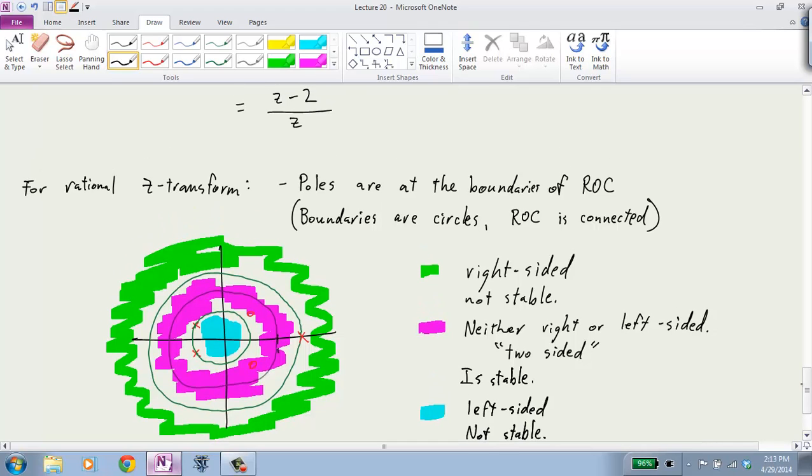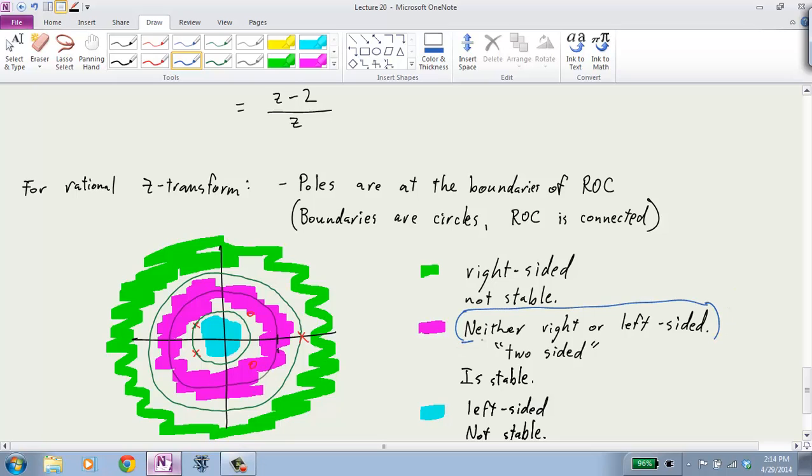Two-sided should mean that, but it actually just doesn't mean anything. But people say it when they want it to mean that it is not left-sided and not right-sided. So you should think of it as something that goes on forever in both directions. So purple will be. So this is mathematically what you should be thinking. This is the important part.